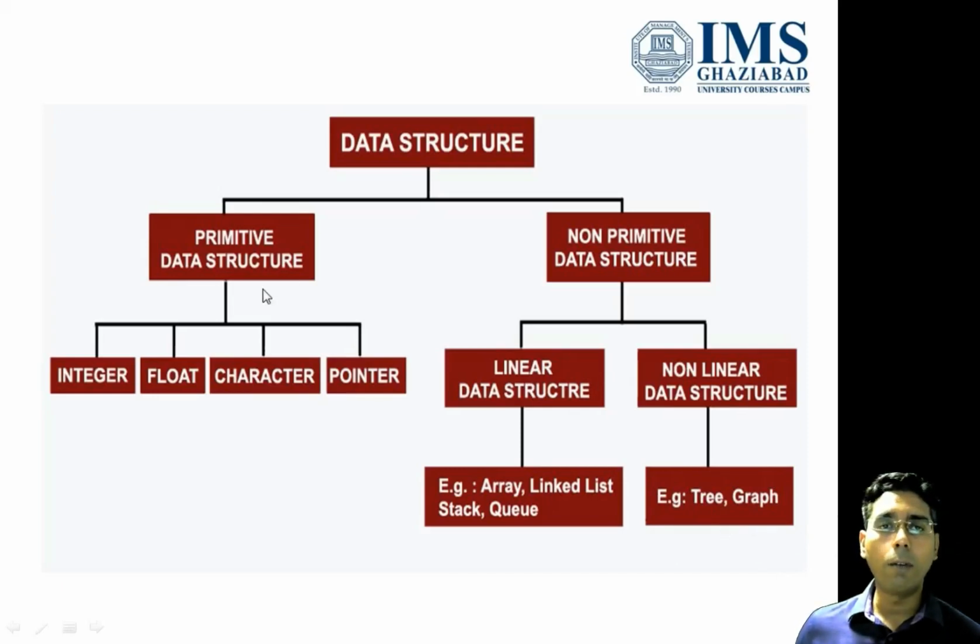So here we have two kinds of data structures: primitive and non-primitive. Primitive is the fundamental one, whereas non-primitive is the user-defined type. Again, non-primitive is divided into two categories: linear and non-linear. Linear means sequential data structures, and non-linear means not sequential, sort of random, having a certain organization to store, retrieve, and update the data whenever required.